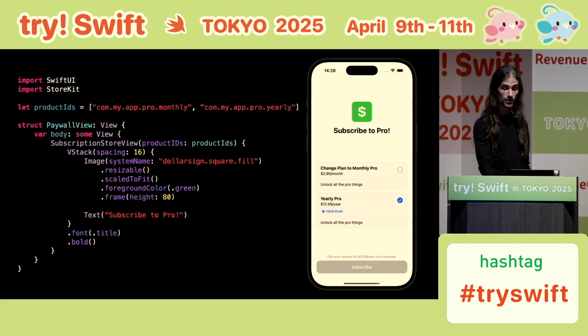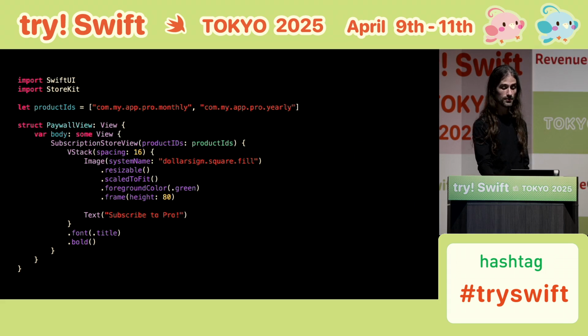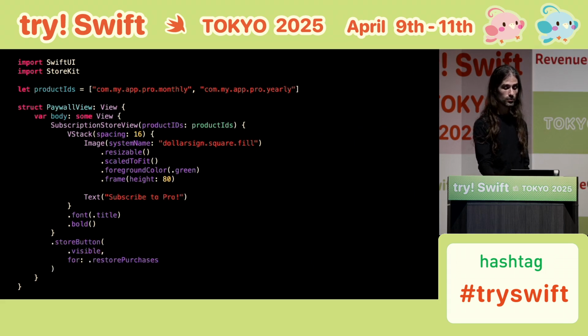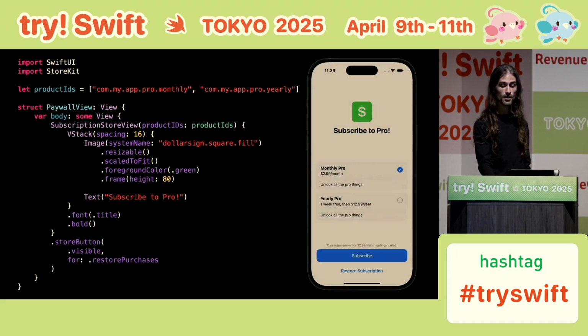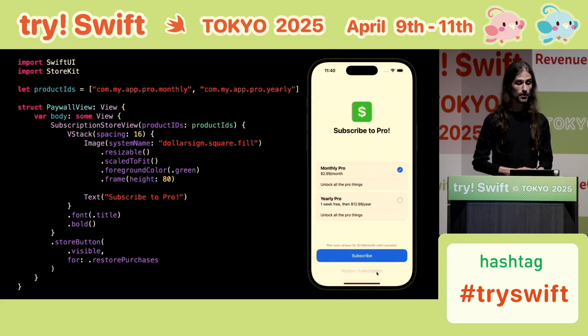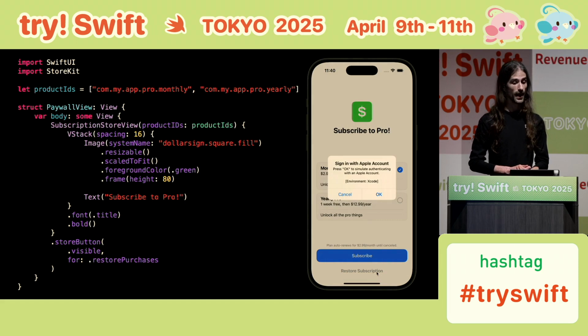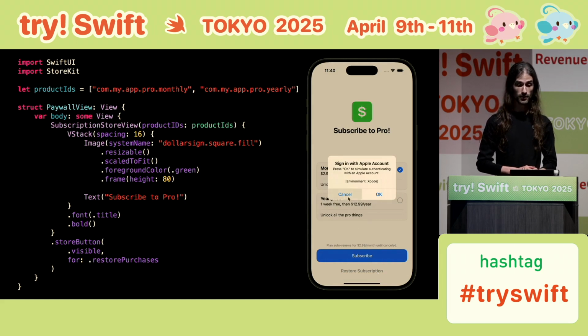And you can even customize it. For example, if you want to add a button to restore the purchases, you can just add the modifier store button for restore purchases, and it will add the button, and the user can use it.